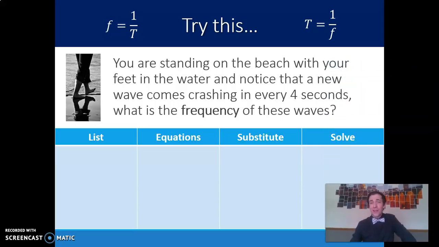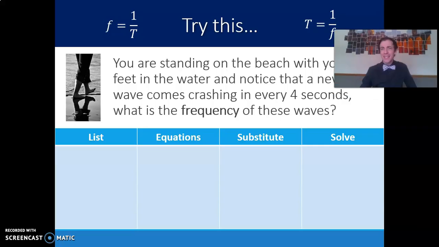I would like you to try this next one on your own. So you're standing on the beach with your feet in the water and you notice that a new wave comes crashing in every 4 seconds. I would like you to calculate the frequency of these waves. For your reference, the 2 different equations that we talked about are up here. So grab a piece of paper, grab a calculator, plug this out, and solve for the frequency of these waves.